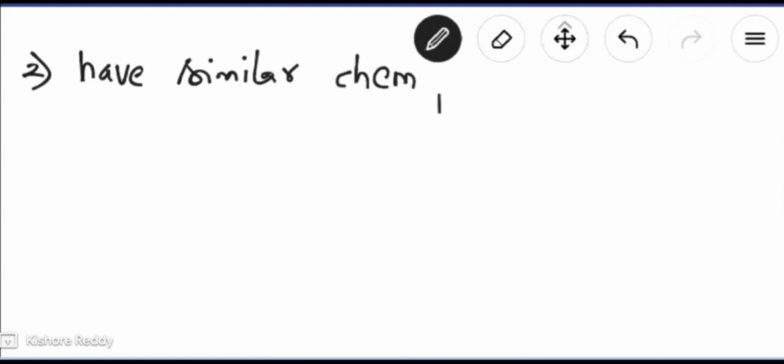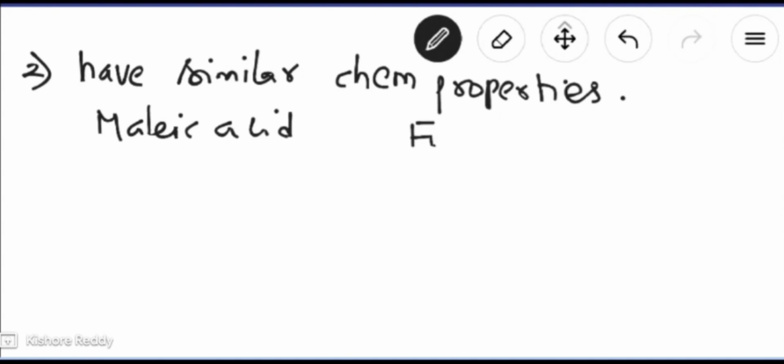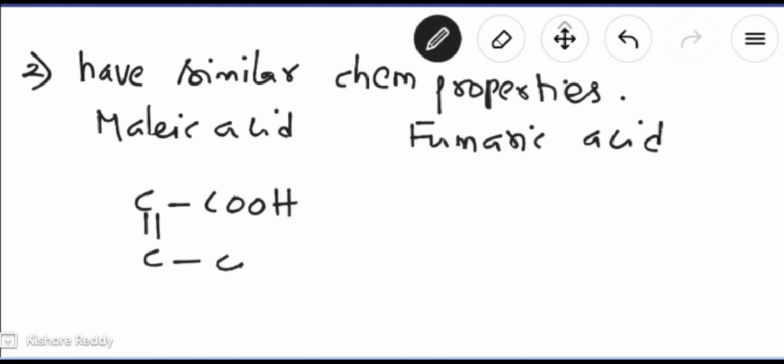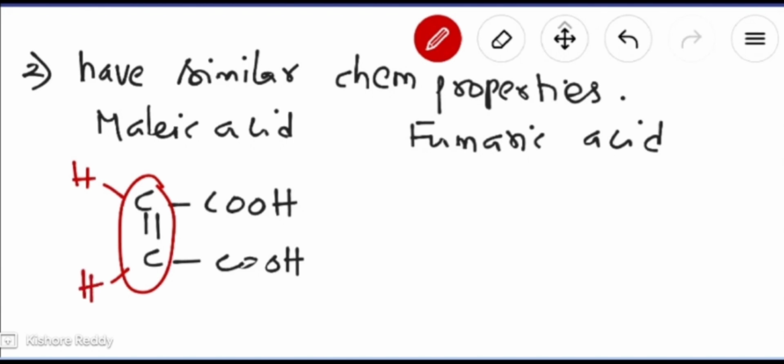the geometrical isomers have similar chemical properties. That means suppose you take maleic acid. One is maleic acid, second one is fumaric acid. Okay, so what is the structure of that? It is nothing but a dicarboxylic acid. You have two carboxylic acid groups like this. Understood? Now again this is C double bond C, well and good. On the other side you have hydrogen. Okay, so this is maleic acid, and can you identify which type of isomer this is, cis form or trans form?